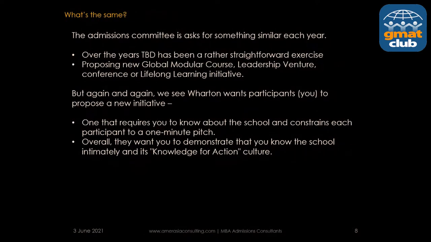All right, so to summarize, what's the same across all these things? They're pretty much asking you for something similar. Propose a new retreat, a new conference, a new club, a new learning initiative, a new course. And every time, you must understand what already exists. You must understand who some of the players are that you may have to propose these things to. And you must be realistic, right?